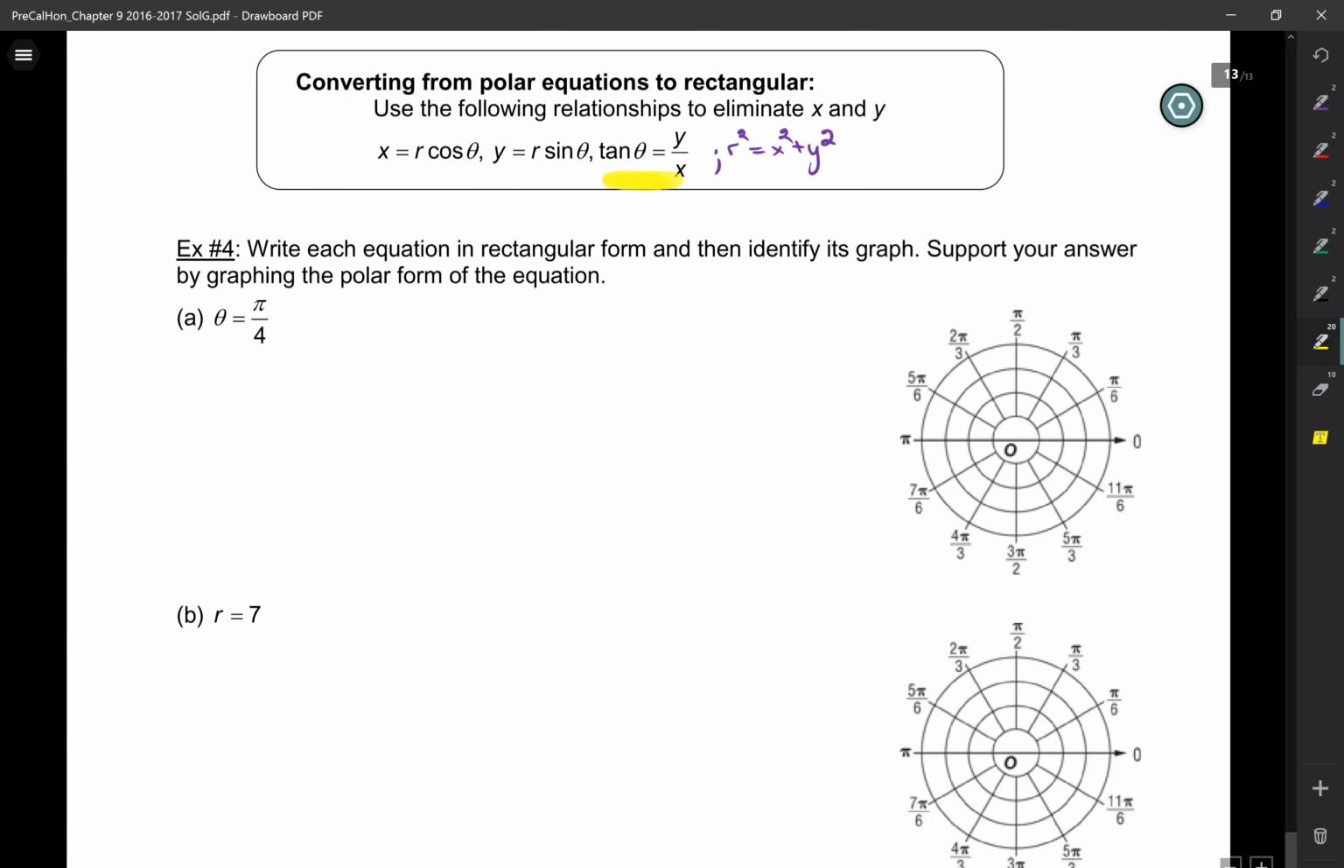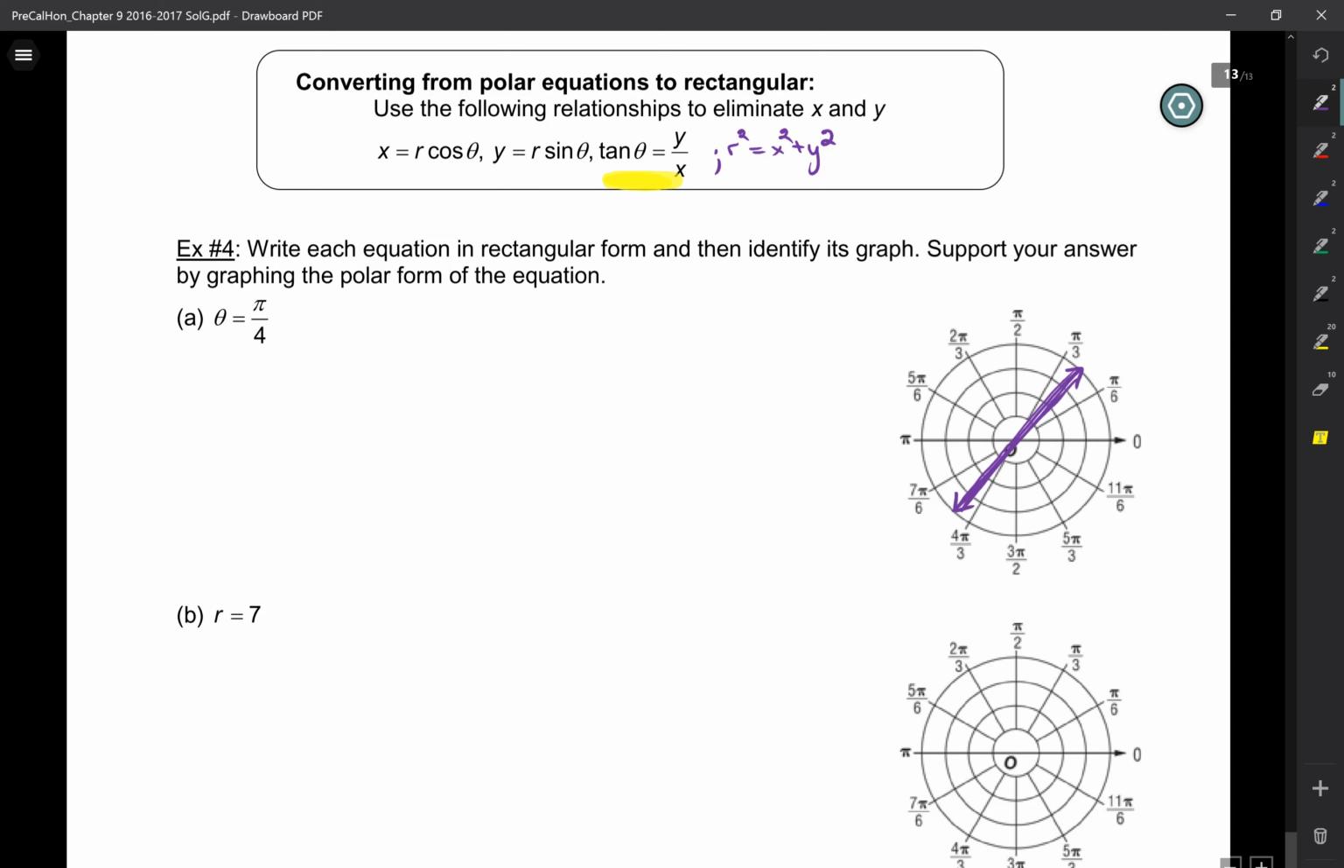So now, I have theta equals pi over 4. What does that look like, by the way? Theta equals pi over 4. The graph, what does that look like? It's a line, right? So it's a line through pi equals 4, like that.